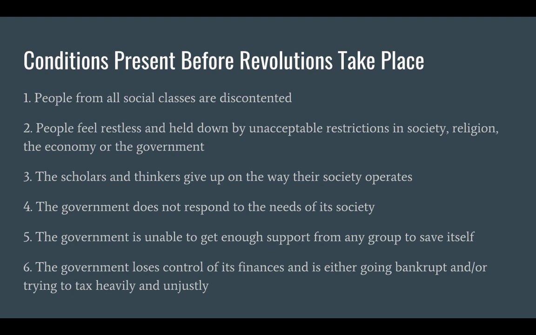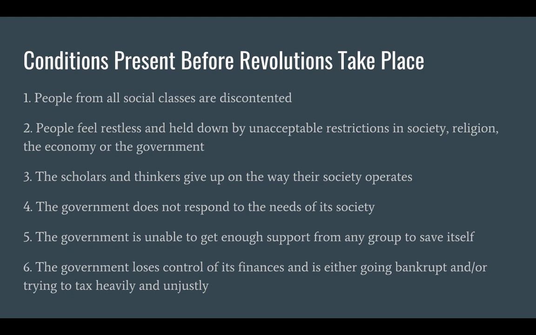Number three, the scholars, the thinkers, the intellectuals, they give up on the way their society operates. So people who are leaders in society, educated people, are going to give up and be angry or discontented with how society is operating at the time. Number four, the government does not respond to the needs of society.